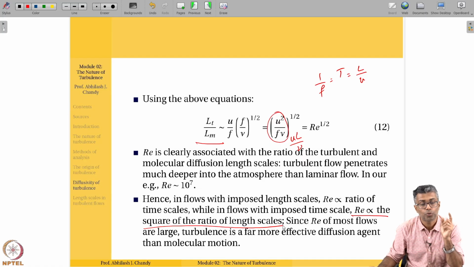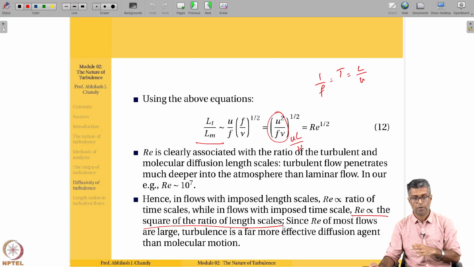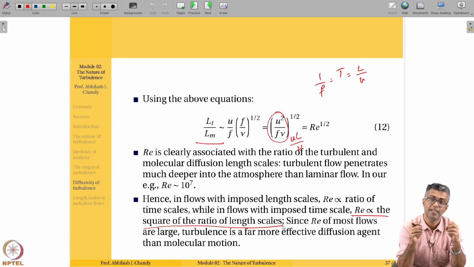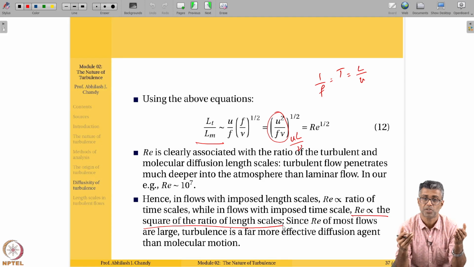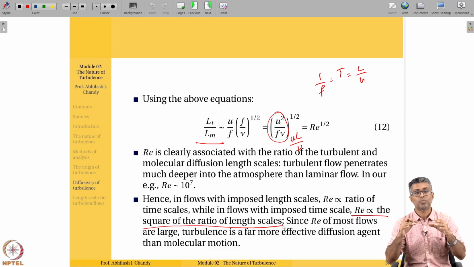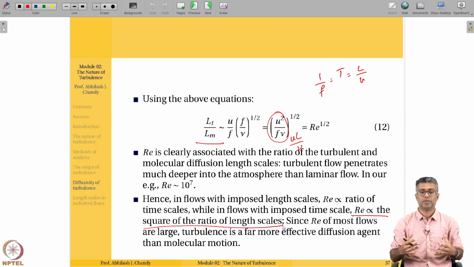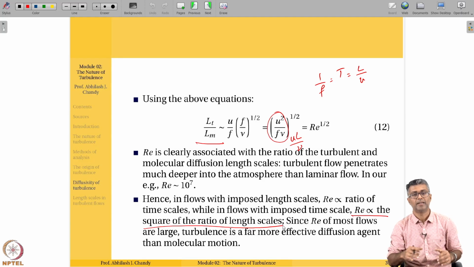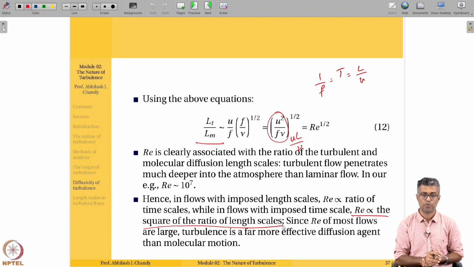So we looked at two different problems, a length scale problem and a time scale problem. And in both those cases, we came up with ratios for Reynolds number. So in the imposed length scale problem, the Reynolds number was just the ratio of the time scales. So it was actually technically Re is Tm over Tt. Whereas in the imposed time scale problem, it is Lt squared over Lm squared. And so turbulent flow penetrates far more deeper than laminar flow. And again, that is because of the enhanced diffusion, this just proves that.